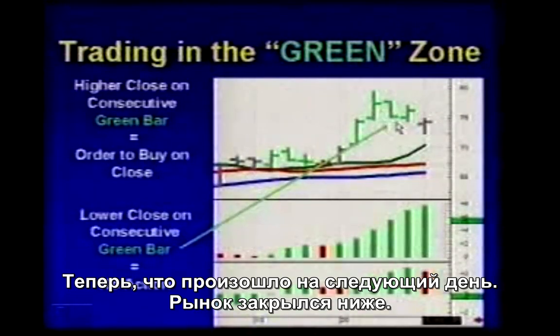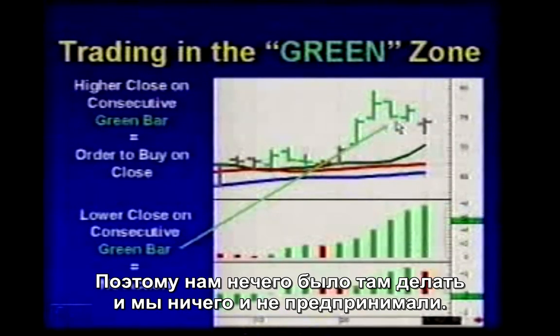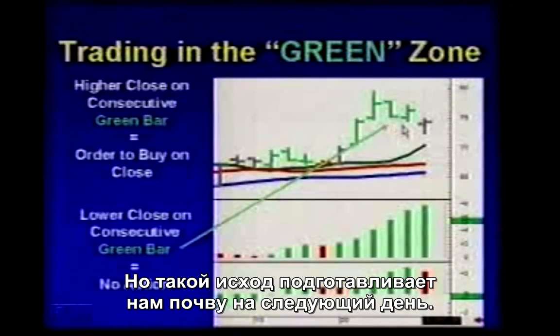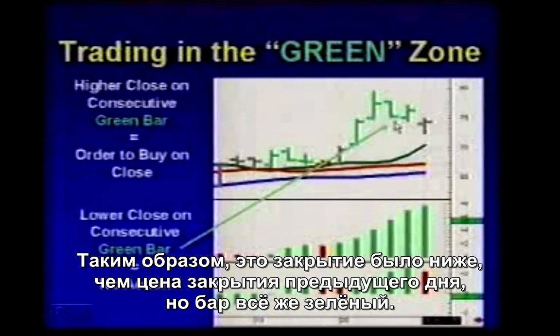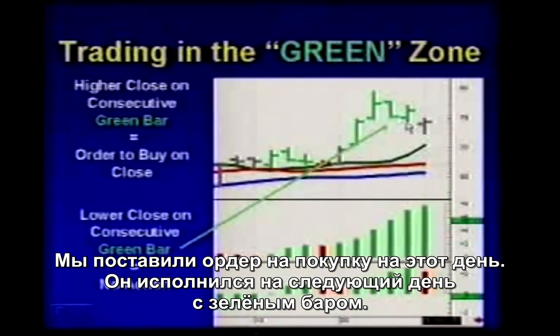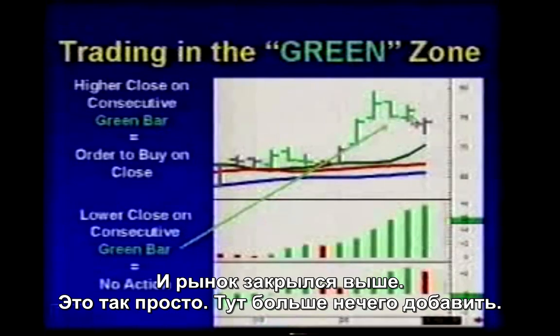Now, the next day happens, and what happened? We had a lower close, didn't we? So there was nothing to do. We took no action. But it does set us up for the next day. So this close was lower than the previous day, but it is green. So now we have a buy order in for this day. And we did get filled the next day. It was a green bar, and it closed higher. It's that simple. There's not a lot more to it than that.